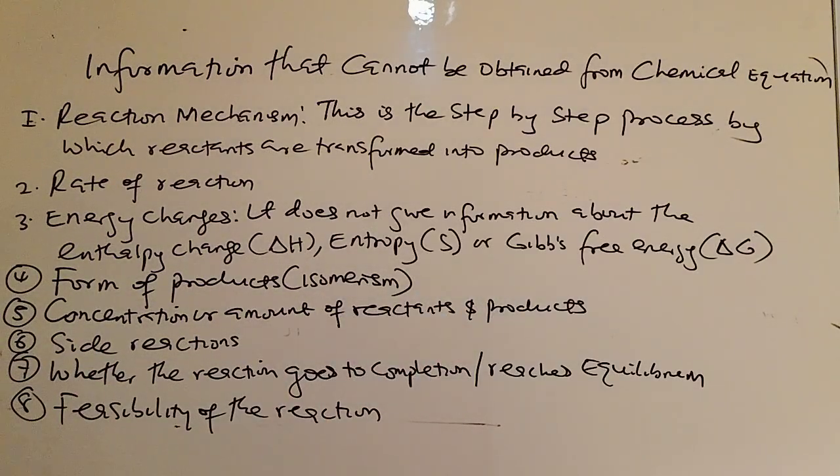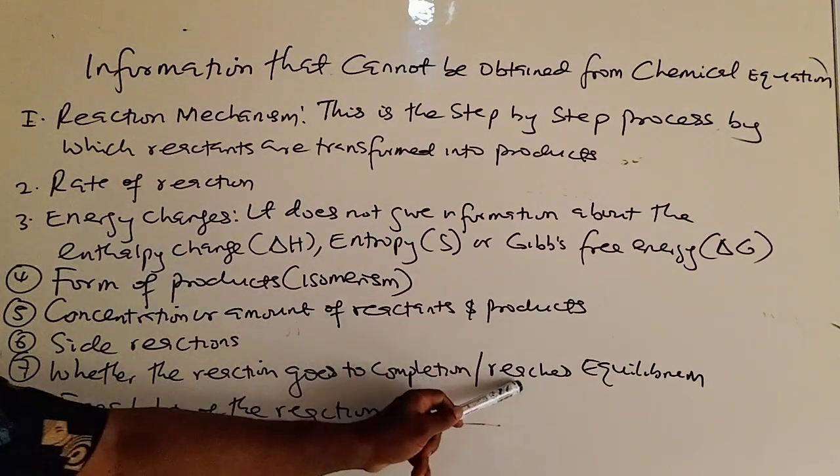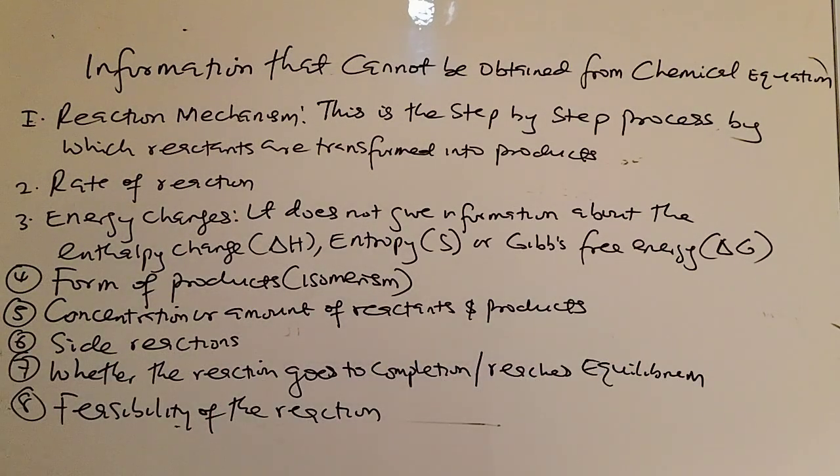Number 6, side reactions. Some reactions are accompanied by side reactions, which are not presented in the main balanced equation. Number 7, the balanced equation does not tell us whether the reaction goes to completion or reaches equilibrium. We cannot get this information from a balanced equation.